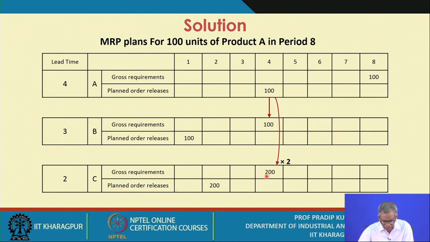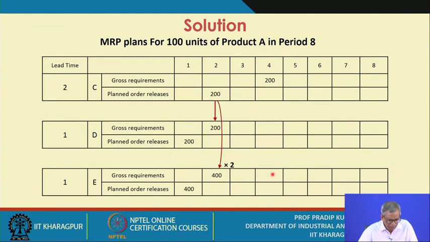So this is the gross requirements on the 4th week. Is it clear? Now the next thing you do, you go for item C. Is it okay? So item C, 200 units are required. Now this item C consists of 2 parts, item D and item E, as per the bill of material document.